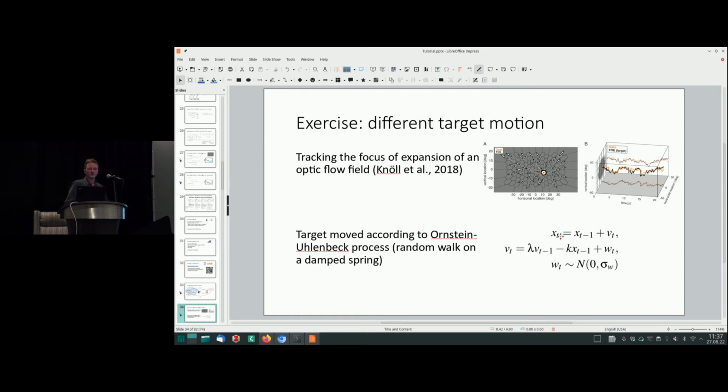So the position of the target at the next time step is just the previous position plus the velocity, and the velocity is composed of this damping term that decreases the previous velocity a bit, and this term that makes the target move back towards 0 so that the center of this flow field doesn't move out of the screen during the experiment. And then you have this parameter that controls the standard deviation of this velocity random walk.